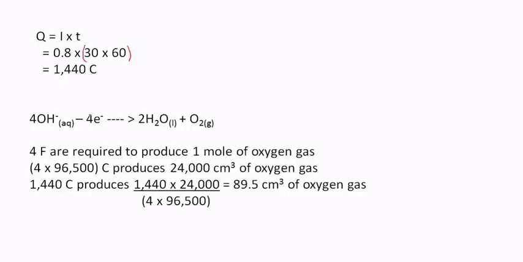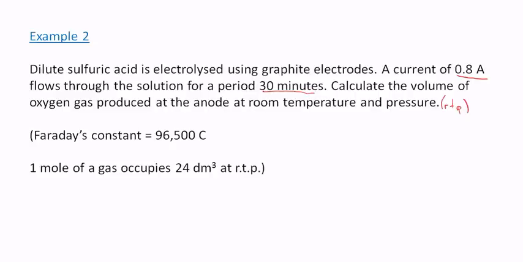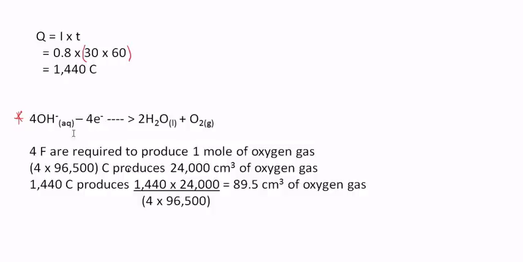The next step is to write the half equation. Now you see this equation, this is a very important equation that you need to commit to memory. 4 OH minus, minus 4 electrons, produces 2 H2O plus O2. In this case, we are dealing with dilute sulfuric acid. Alright, so the half equation will be 4 OH minus, minus 4 electrons, produces 2 H2O plus O2.